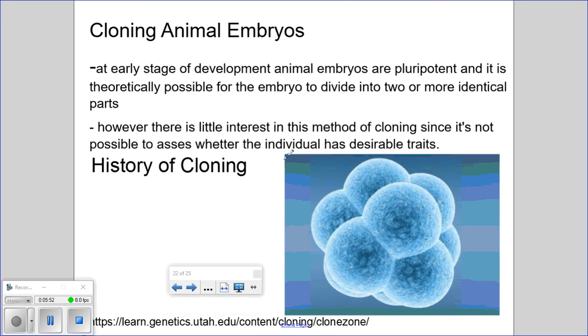With cloning animals now, it's really all about cloning animal embryos. At early stages of development, animal embryos are pluripotent, and it is theoretically possible for the embryo to divide into two or more identical parts. However, there is little interest in this method of cloning since it's not possible to assess whether the individual has desirable traits.